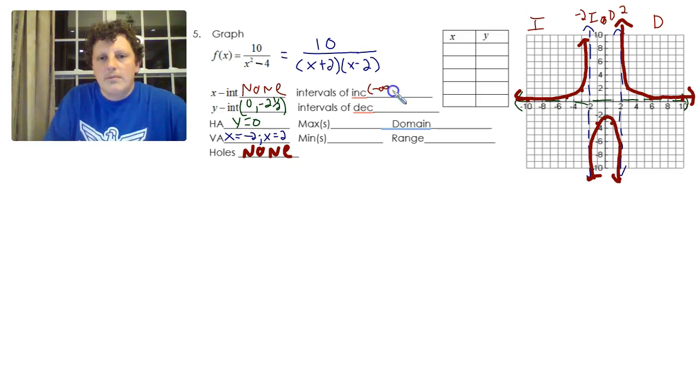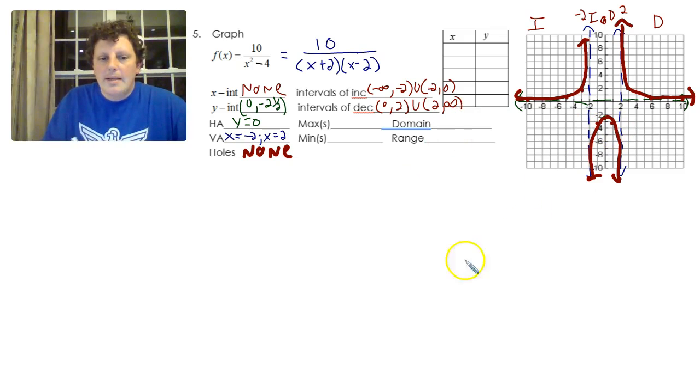Increasing from -infinity to -2 union -2 to 0, and decreasing from 0 to 2, and then 2 to infinity. I like to go left to right with these. I recommend that you do that too. Asymptotes break things up, don't they?